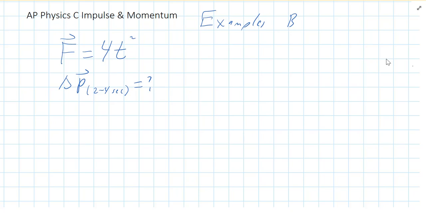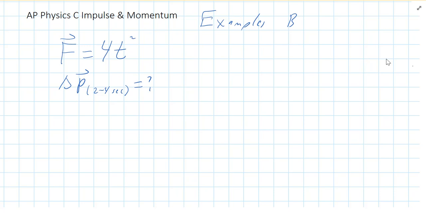Hey folks, I got a couple more examples of impulse and momentum. Two examples on this one to be exact. The first one I've got written out here. Let's say I give you a force that varies with time now. It's equal to 4t squared.